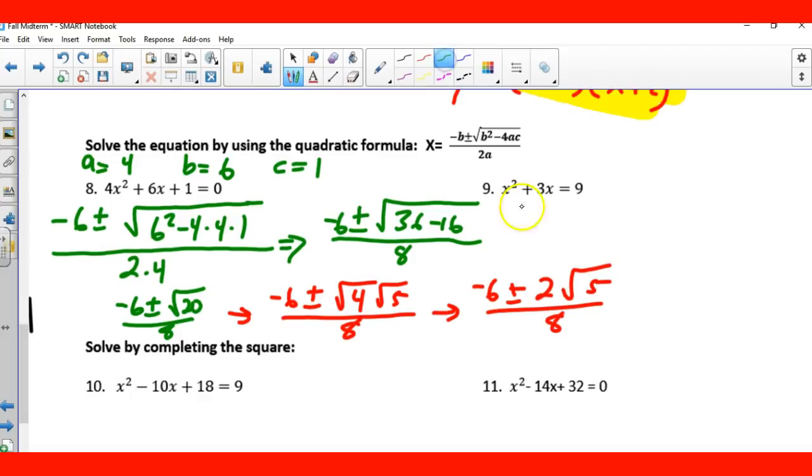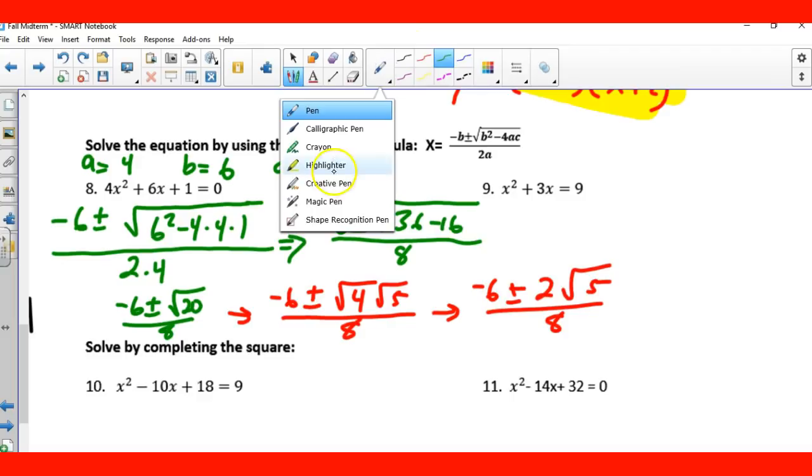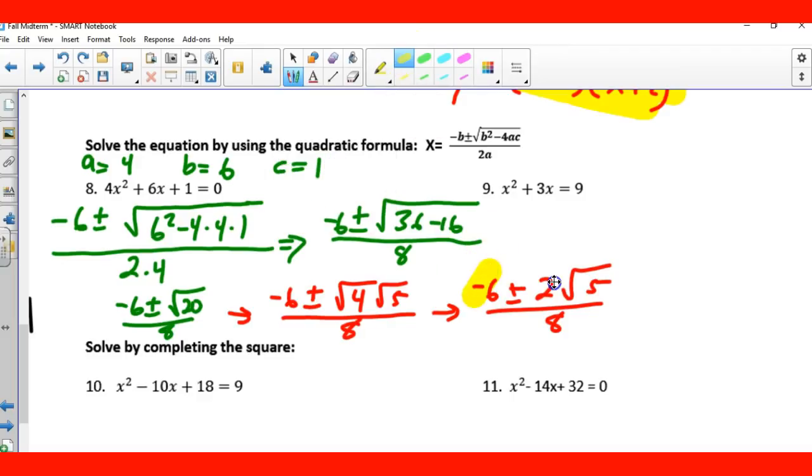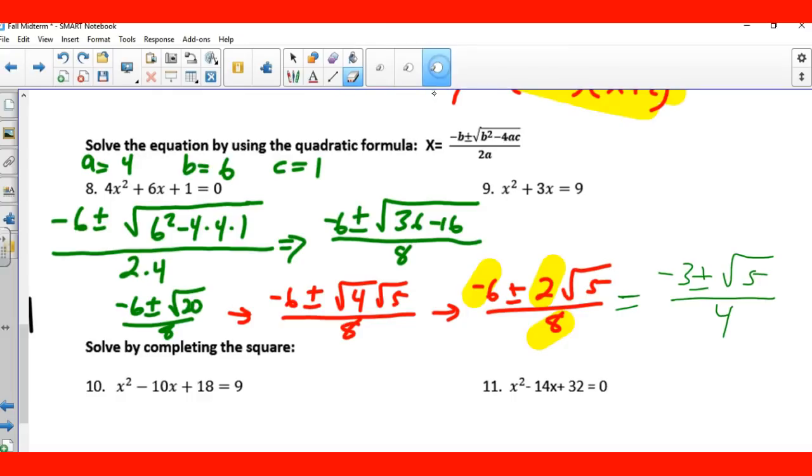Now, we're almost done. See how everything on the outside of the parentheses is divisible by 2? Alright, so with that being said, everything divided by 2, you have negative 3 plus or minus 1 square root of 5 all over 4. I divided everything by 2. Okay, so there you go. Now, that's number 8. Let's look at number 9.